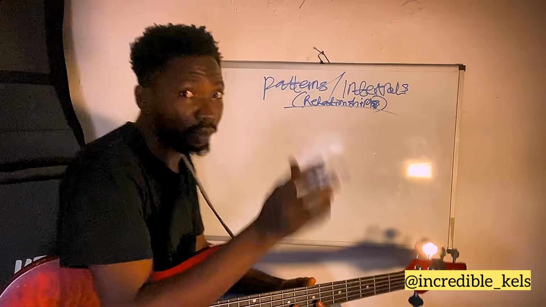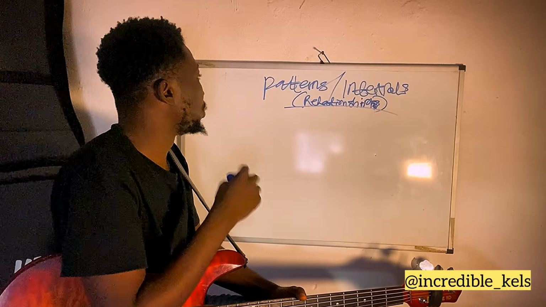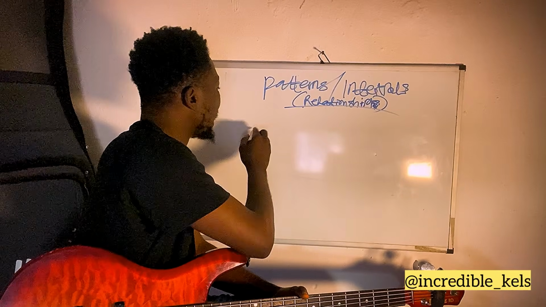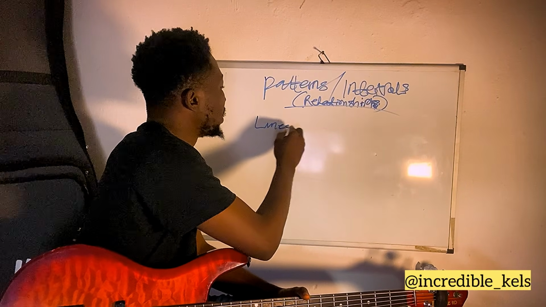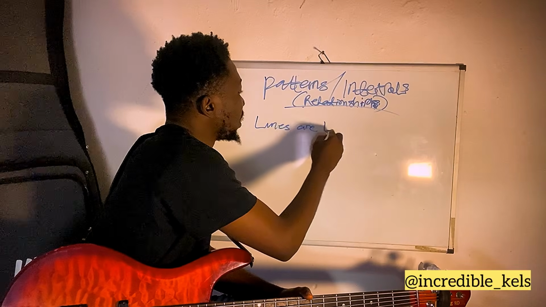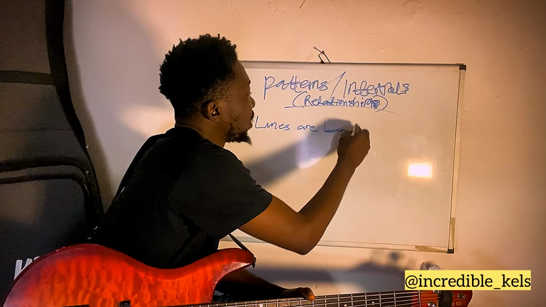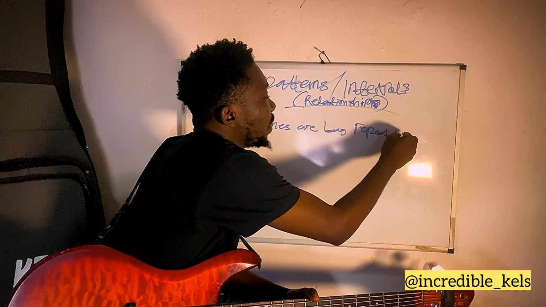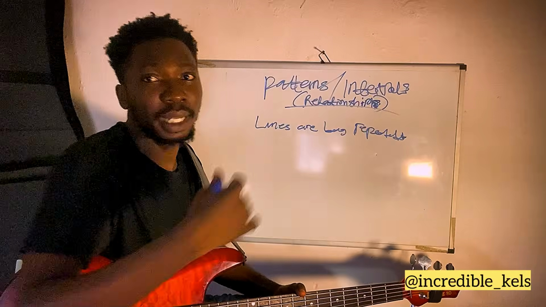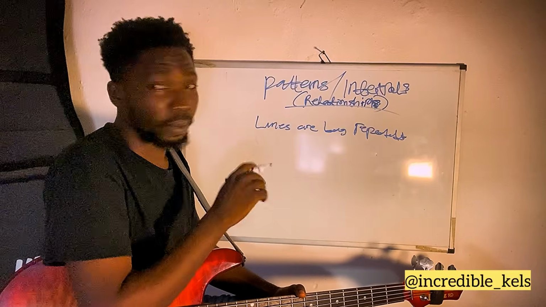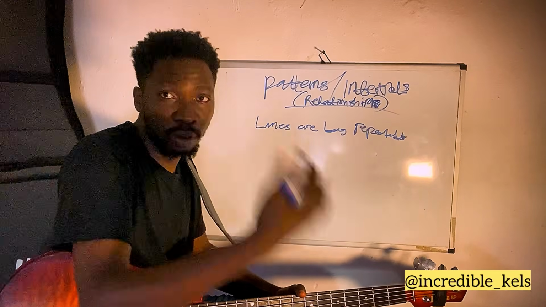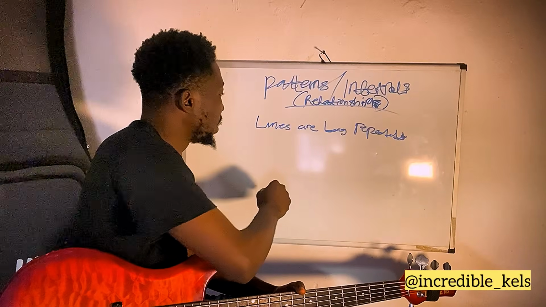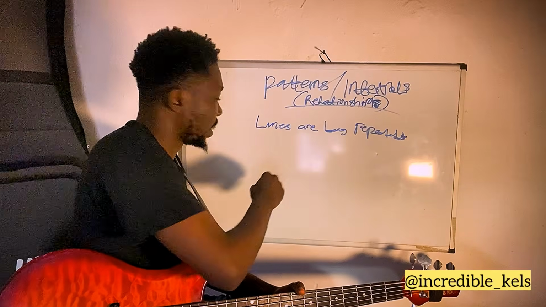So what are patterns, first of all? Patterns are a situation where a particular thing is being repeated. So let's say lines are being repeated a good number of times. It becomes a pattern. Do you understand? When a particular thing is being repeated a good number of times, it's called a pattern.